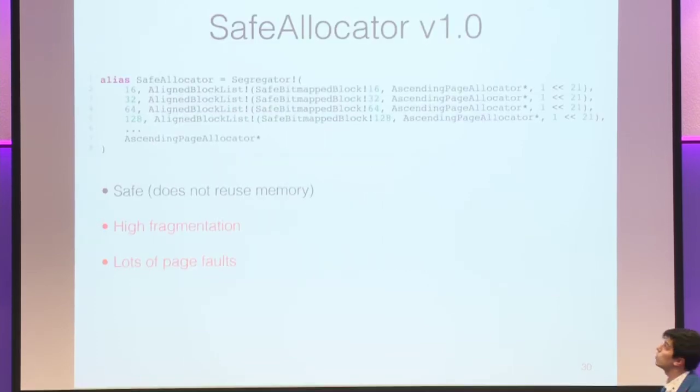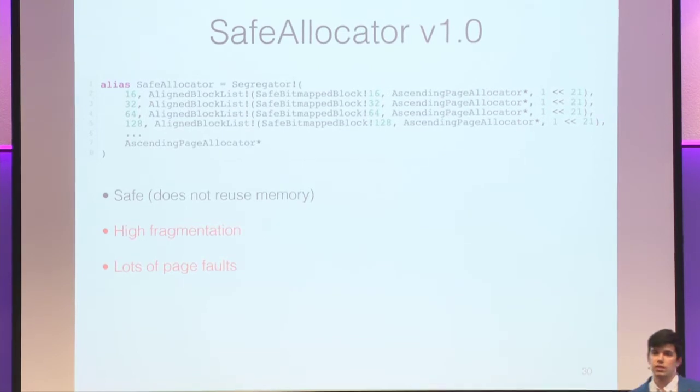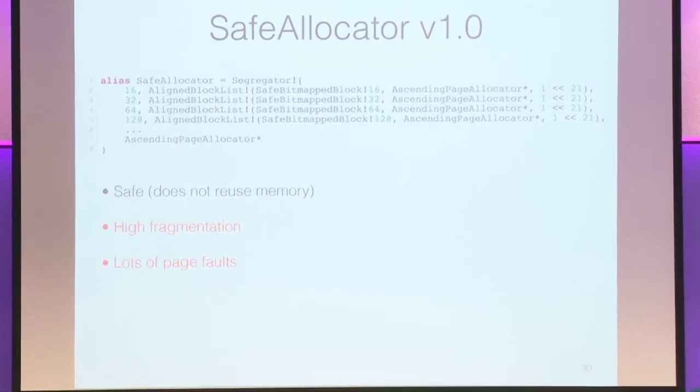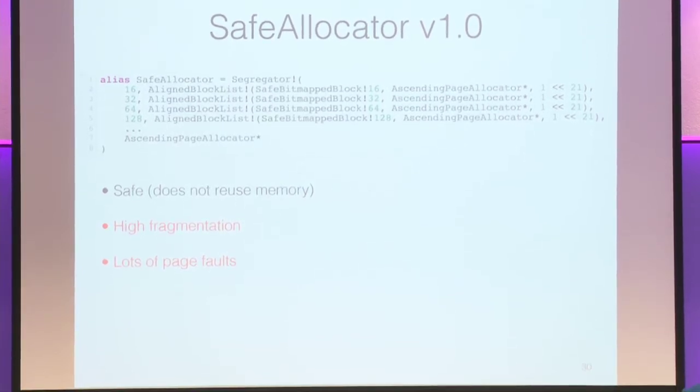So the first iteration of the SafeAllocator, because it does not reuse memory, it's safe. We cannot corrupt our memory and have undefined behavior. However, it has a couple of problems. First of all, because we don't reuse memory, we're going to have high fragmentation.